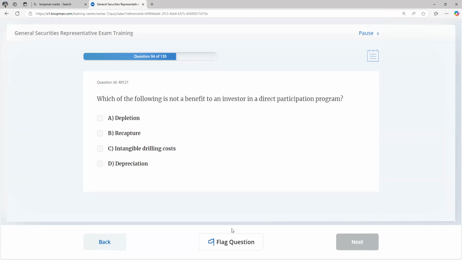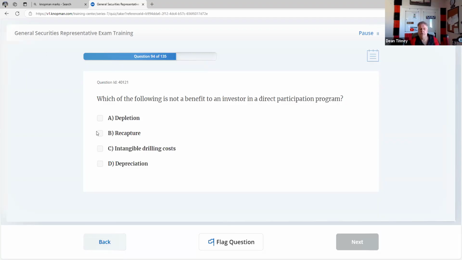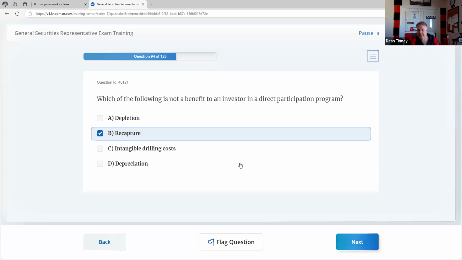So recapture? Yeah, remember, that's not good. That means you owe taxes. We said it was worth X, now it's worth Y, and now you've recaptured that and you owe taxes on it. So A, C, and D are potential tax benefits. B is not a tax benefit. That's not bueno.